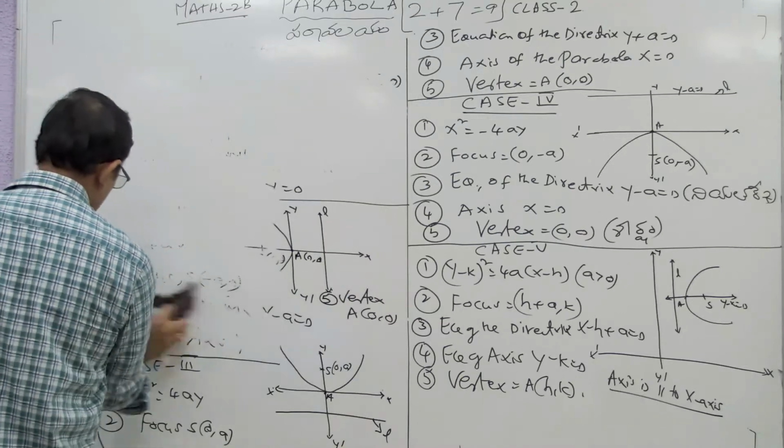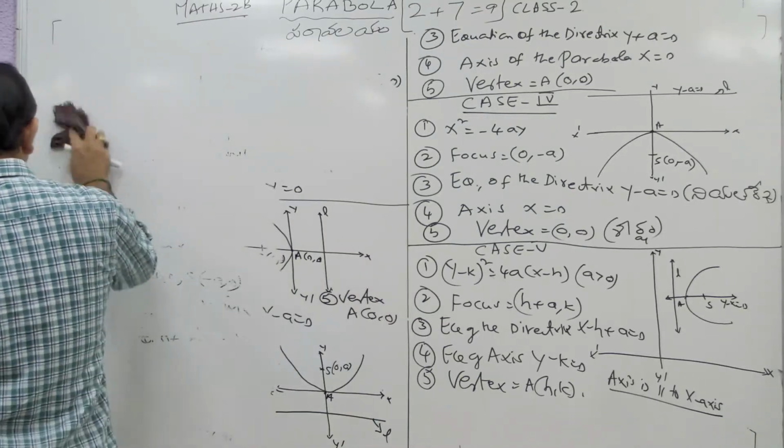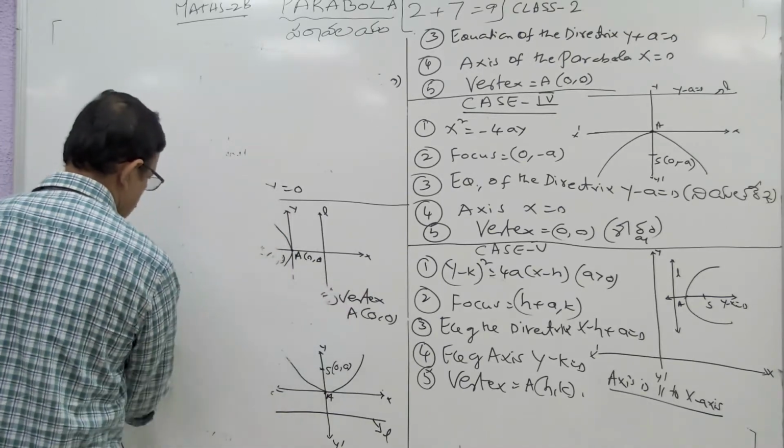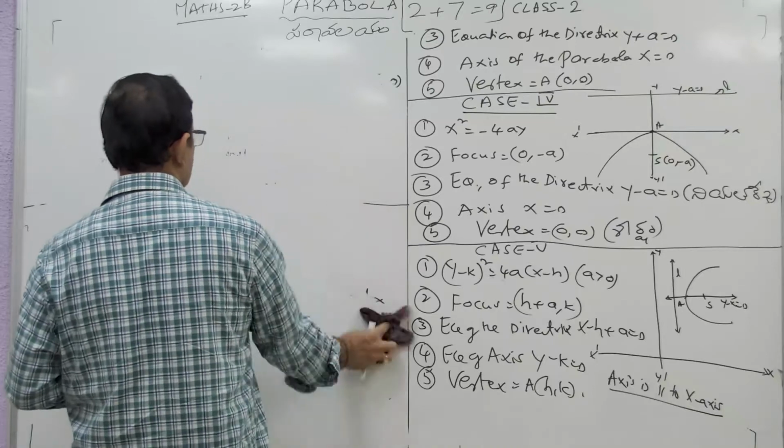How to find the length of the focal distance. What is the formula to find the length of the focal distance?